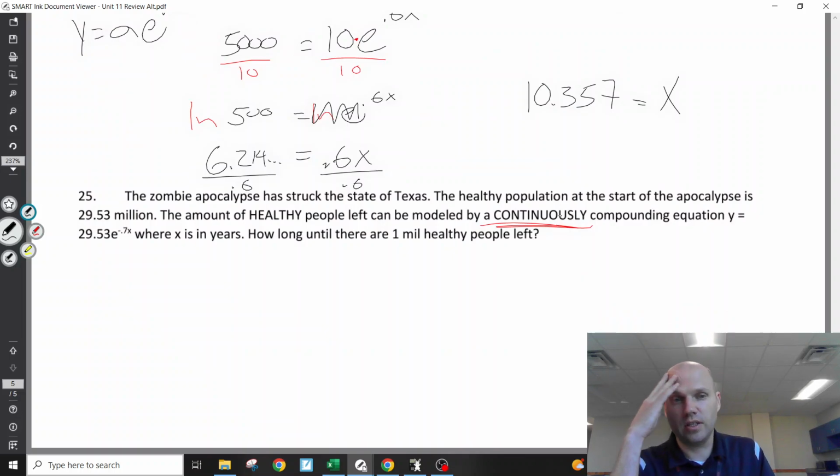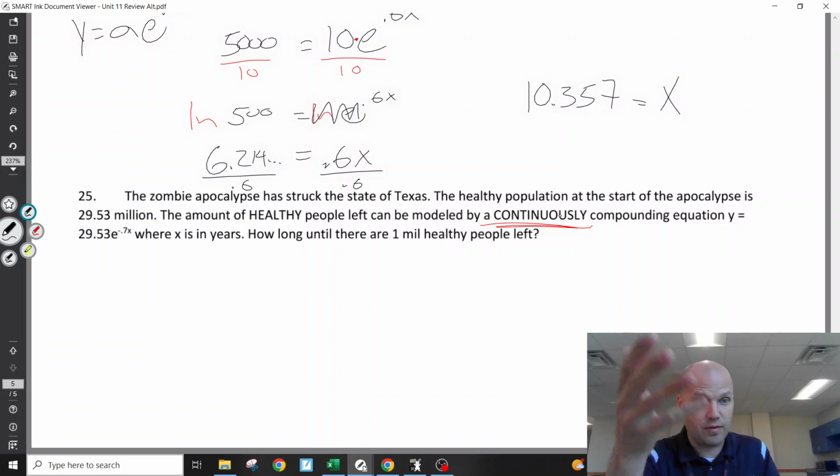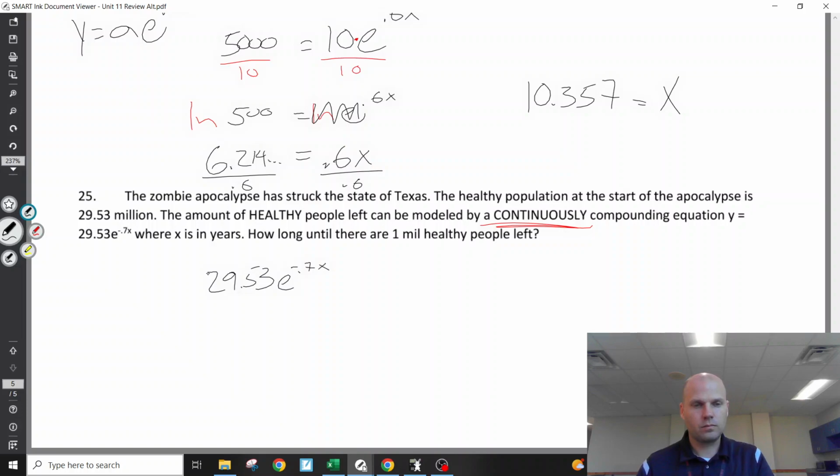A zombie apocalypse struck the state of Texas. The healthy population at the start of the apocalypse is 29.53 million. The amount of healthy people can be modeled by a continuously compounding equation. Oh, they're even giving me the equation. That's great. How long until there's 1 million healthy people left? So 29.53 million. How long until there's 1 million?